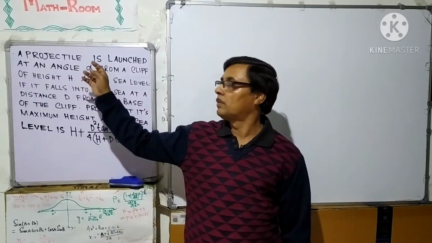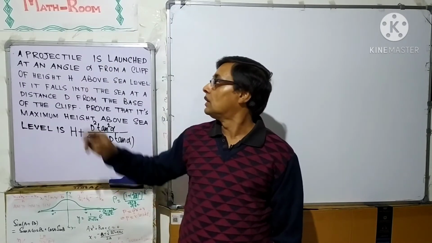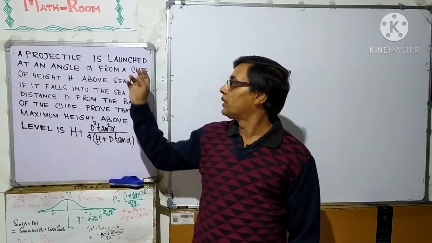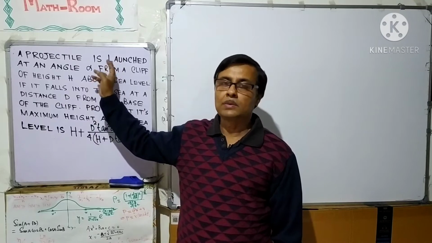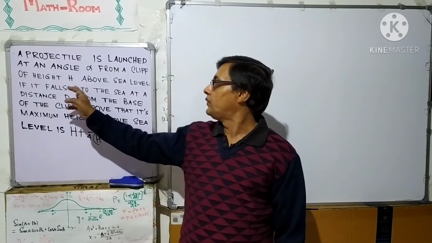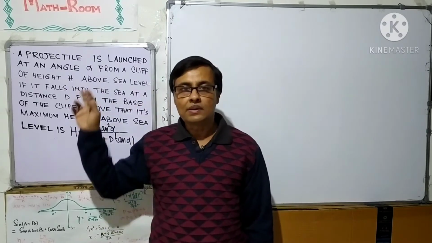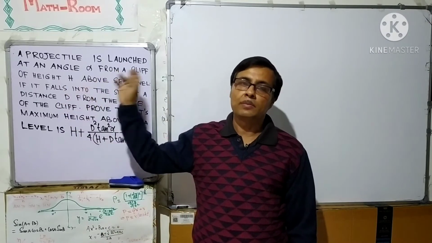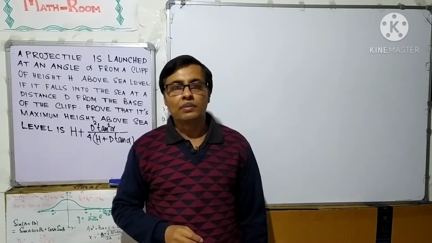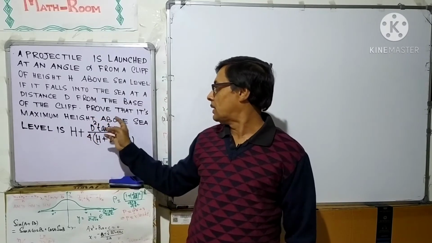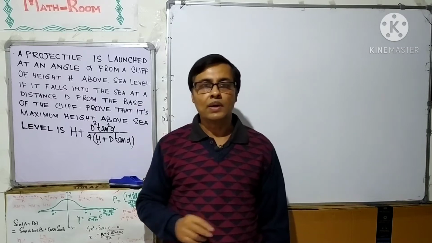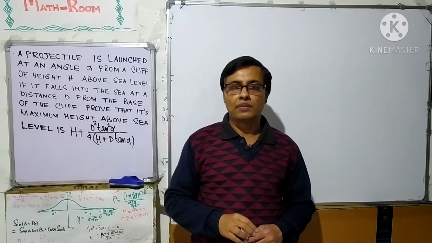Today we shall solve a problem on projectile motion. The problem is: a projectile is launched at an angle alpha from a cliff whose height is h above sea level. If it falls into the sea at a distance d from the base of the cliff, we have to prove that the maximum height of the projectile above sea level is h plus d square tan alpha over 4 into h plus d tan alpha.